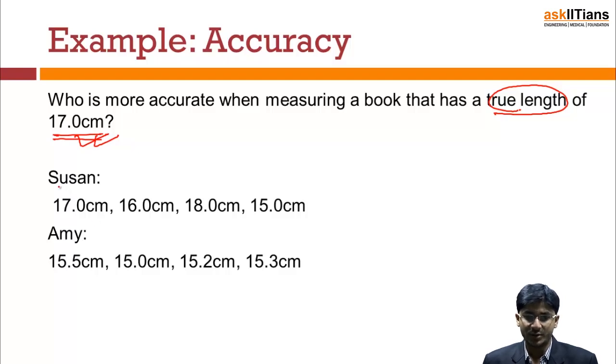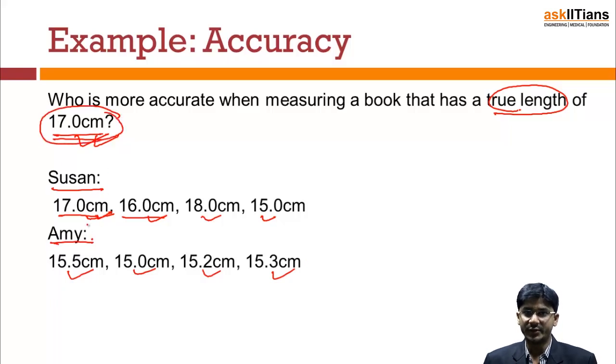Now Susan, what he does is he measures the book and one time he gets 17 centimeter, maybe he is using different scales. He gets 17 centimeter, 16, 18 and 15. And then Amy, he gets 15.5, 15, 15.2 and 15.3. These are the 4 values that these 2 people get while they are measuring the same book.